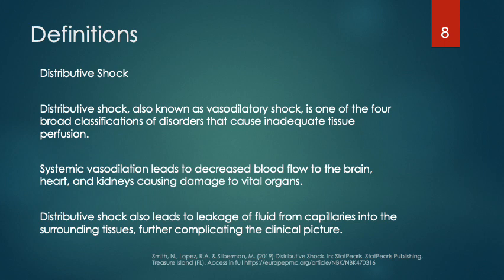Distributive shock is also known as vasodilatory shock, and it's one of the 4 broad classifications of disorders that cause inadequate tissue perfusion. This systemic vasodilation leads to decreased blood flow to the brain, heart, and kidneys, causing damage to the vital organs. Distributive shock also leads to a leakage of fluid from the capillaries into the surrounding tissue, further complicating this clinical picture.